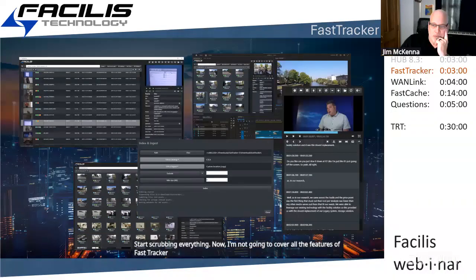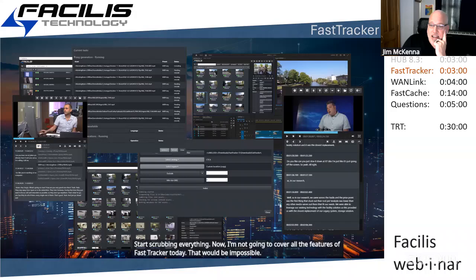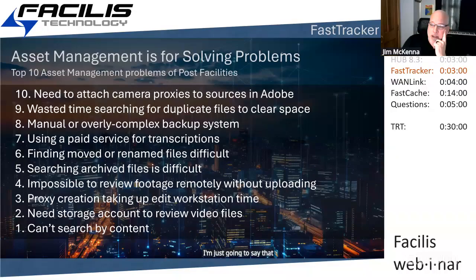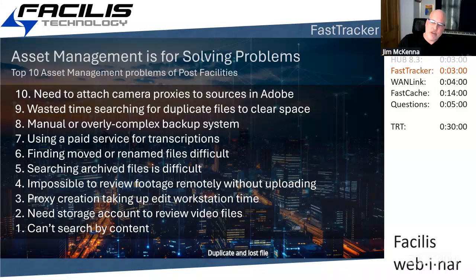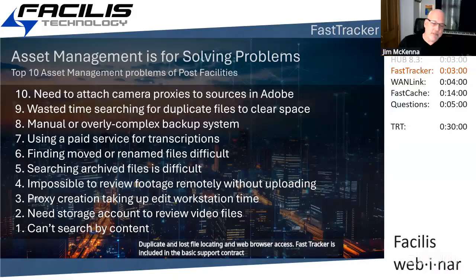Now, I'm not going to cover all the features of FastTracker today. That would be impossible. I'm just going to say that it solves every one of these problems with automated proxy generation and attachment, transcription and archive tracking, duplicate and lost file locating, and web browser access. FastTracker is included in the basic support contract for any Facilis Hub server.